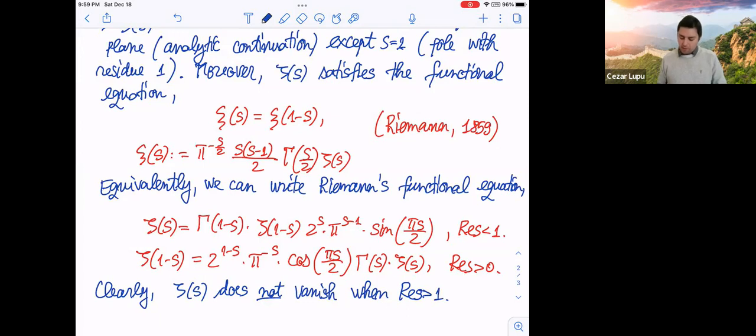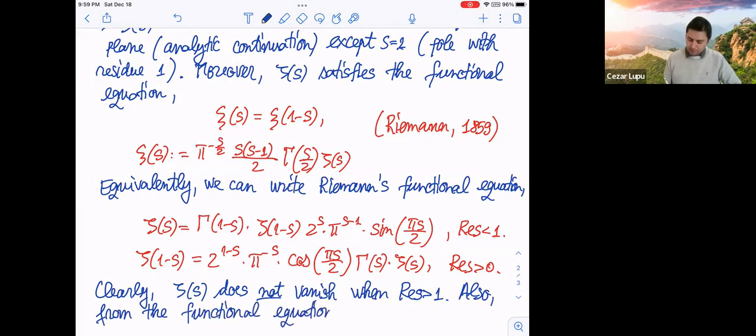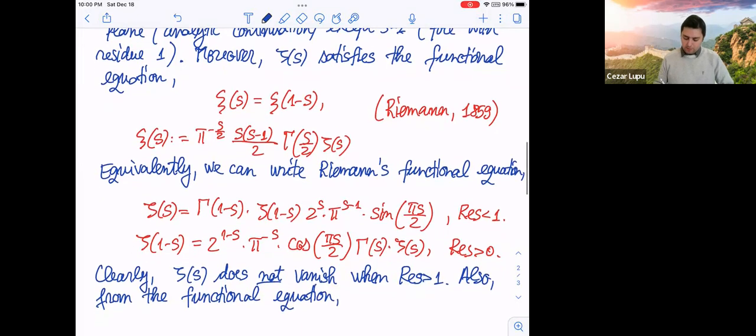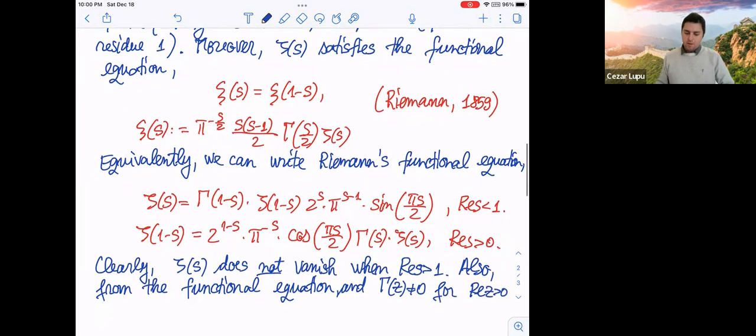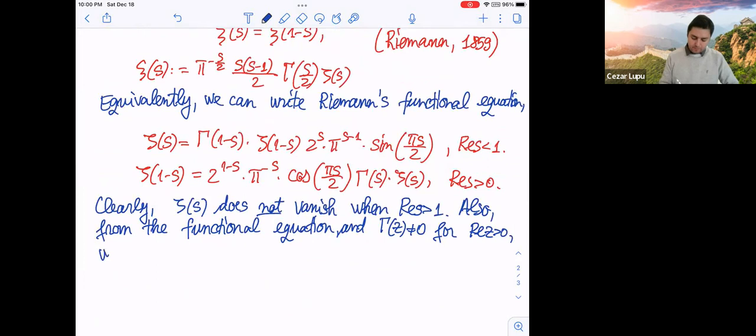But also from the functional equation, and of course since Euler's gamma function is obviously not zero, we can see that the Riemann zeta function, zeta of s, vanishes only at negative even integers.